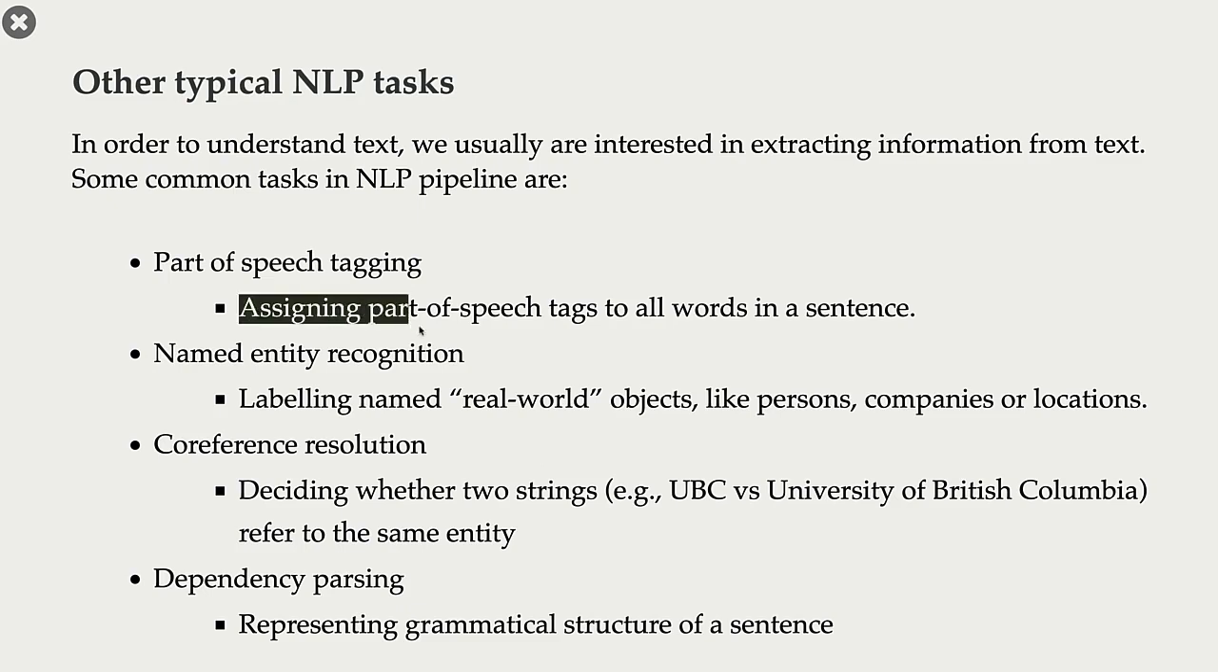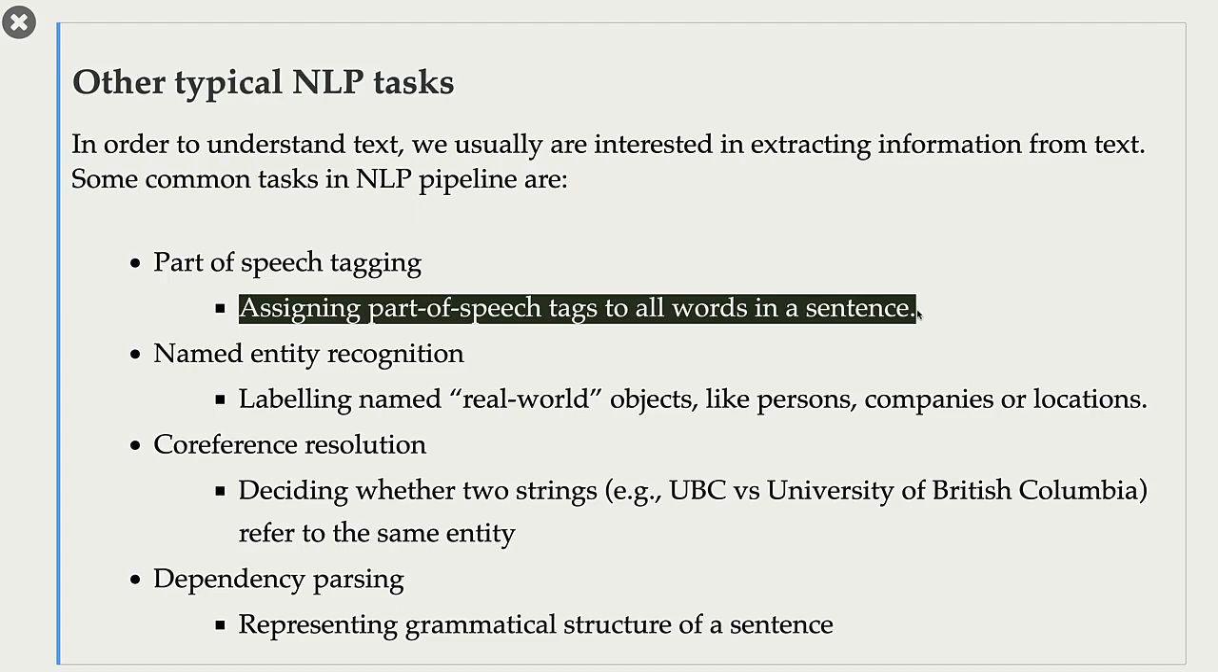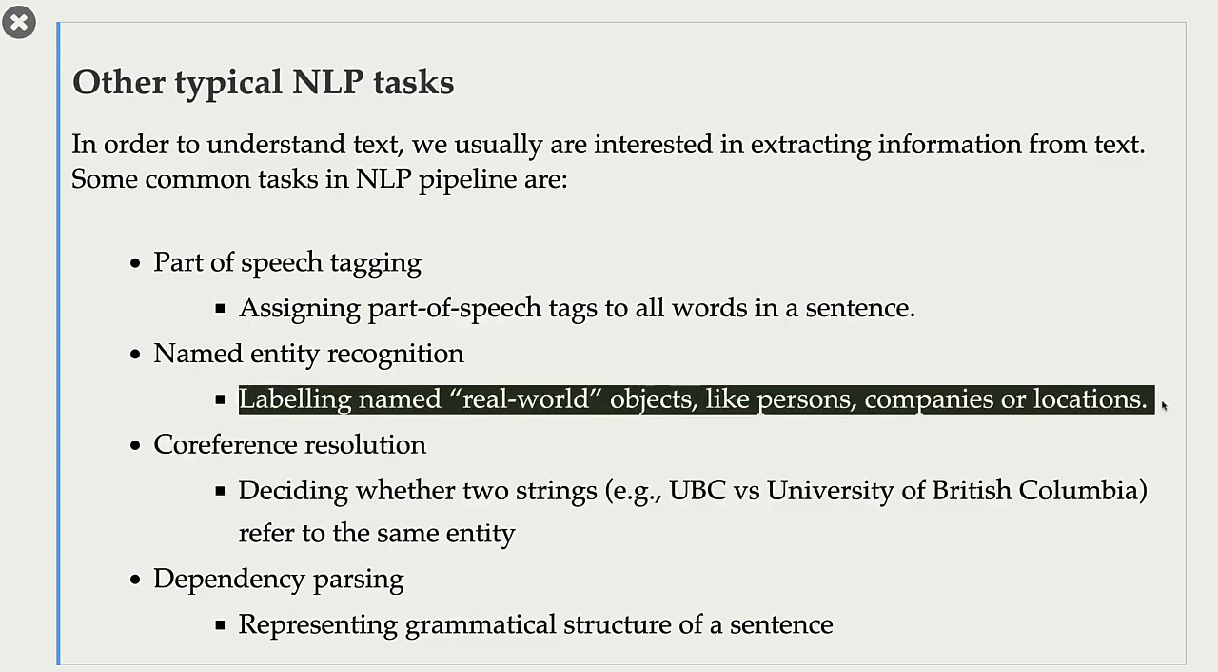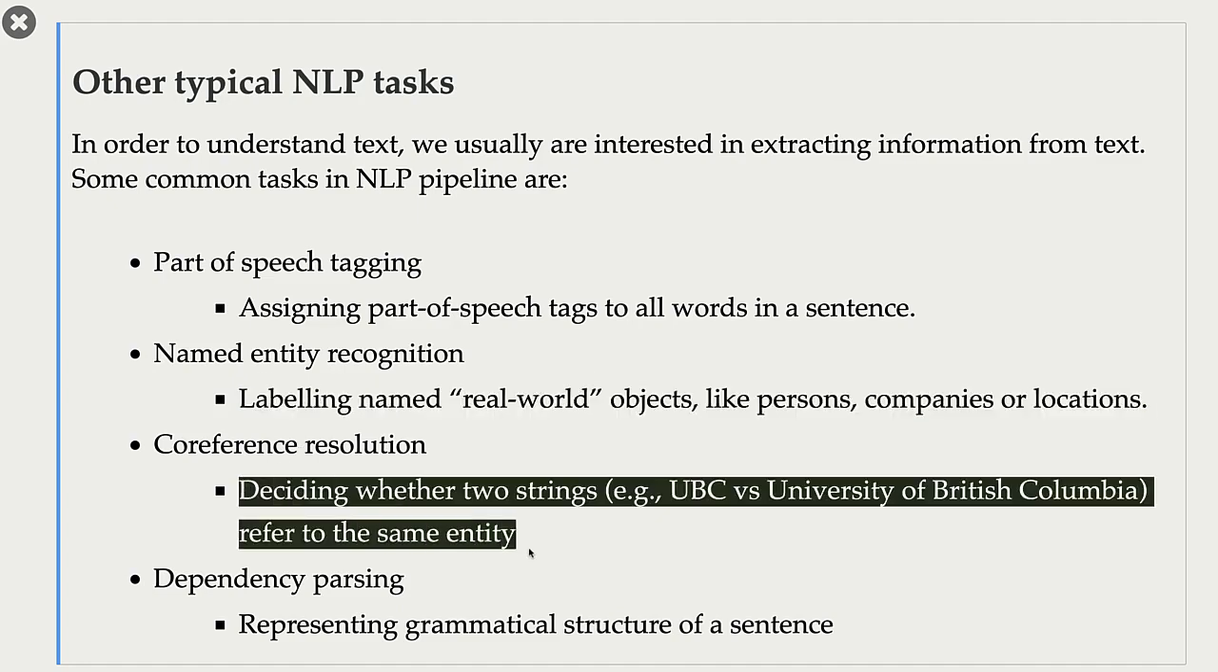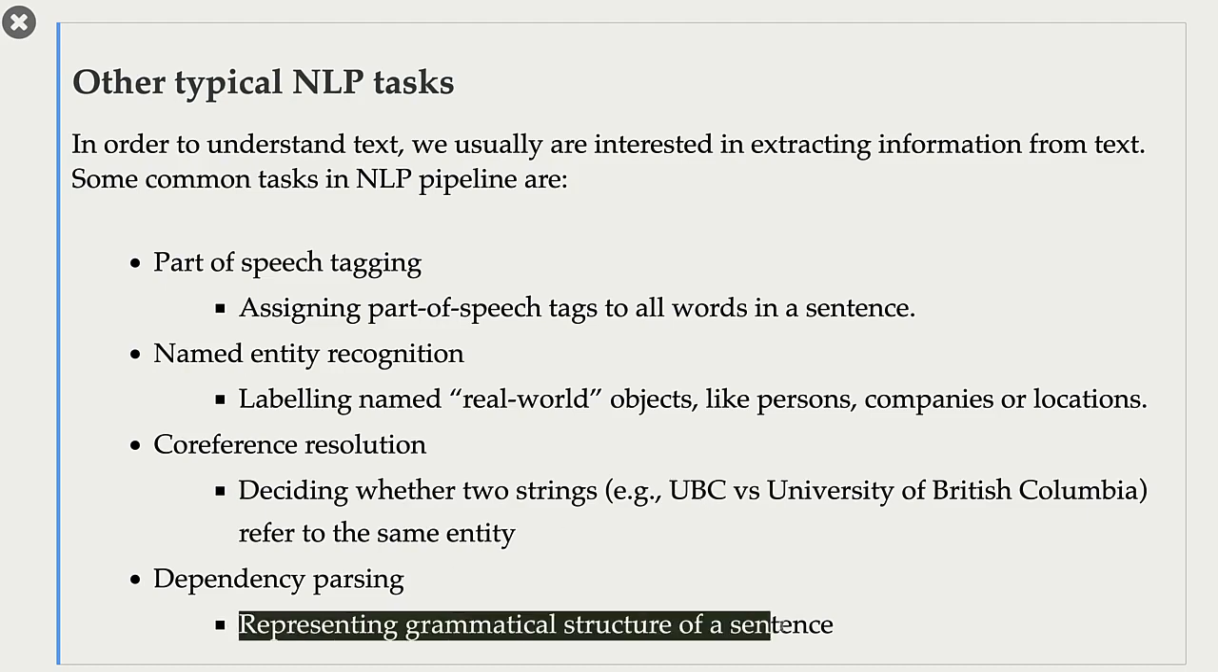Part of speech tagging, we already have seen this before. It is about assigning part of speech tags to all words in a given sentence. Named entity recognition is another common task. This task is about labeling named objects like people, organizations, or locations. Coreference resolution is deciding whether 2 strings refer to the same entity or not. For example, given these 2 strings in text, UBC and University of British Columbia, although they have different surface forms, they refer to the same entity. Then another common task is dependency parsing. This task is about representing the grammatical structure of a sentence. That is, what is the object, what is the subject, and what's the action.